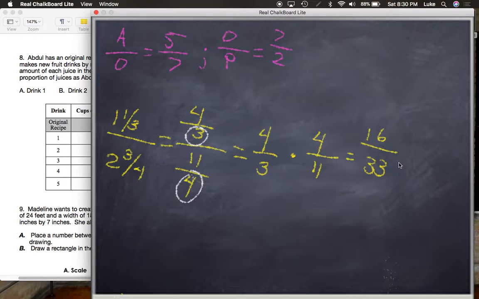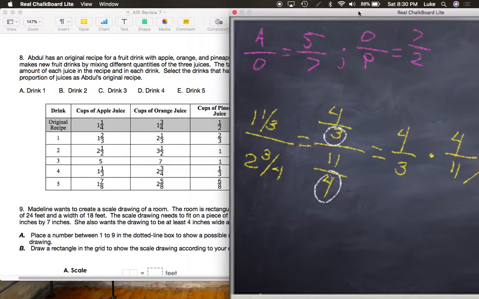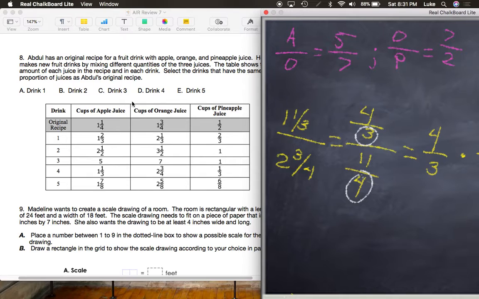Now, this is not going to be divisible by anything that turns into 5 over 7. 5 does not go into 16, and 7 does not go into 33 by any means. So already we can see that drink number 4 is not proportional to the original recipe. So don't circle drink number 4. That, just like drink number 3, is not the right proportion.